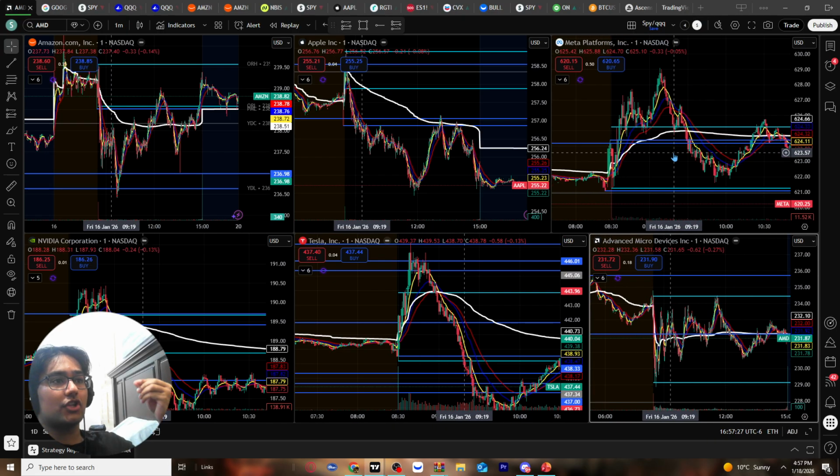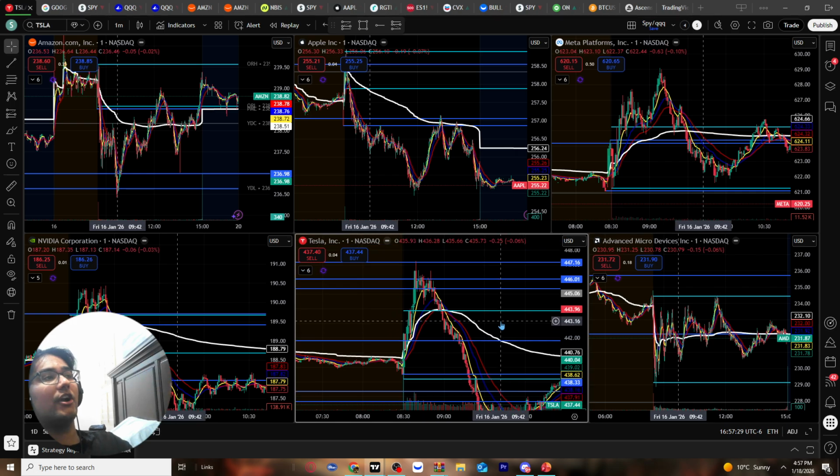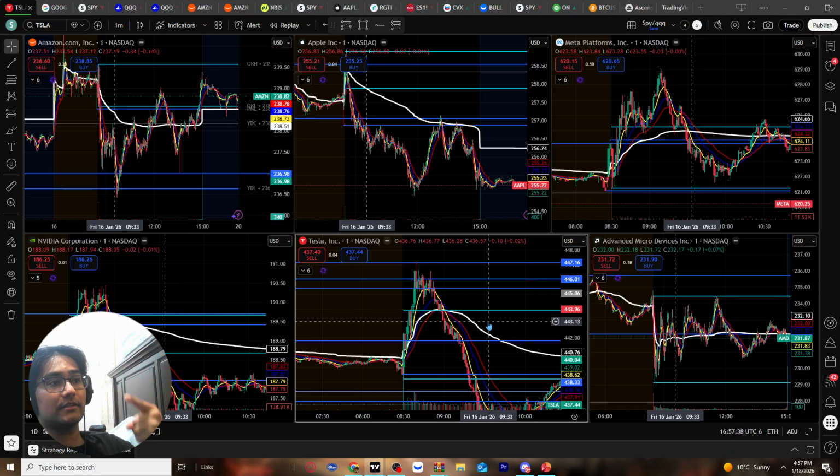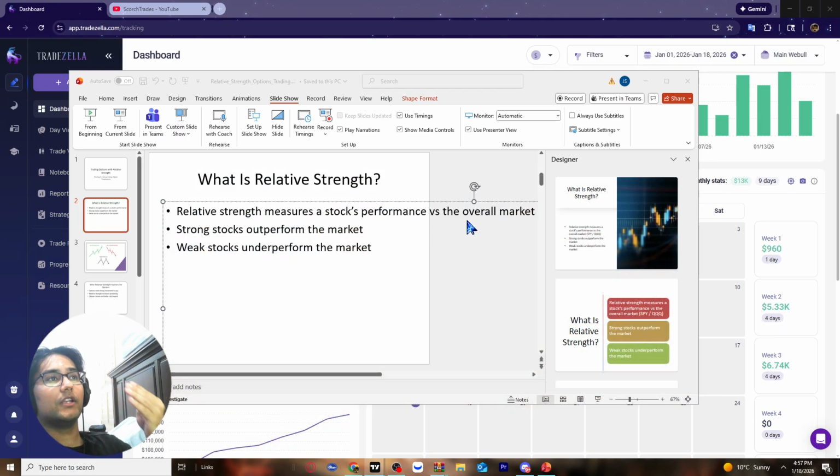What I want to see for a relative strength stock is a stock that's making higher highs and higher lows while QQQ and SPY are either chopping around or making lower highs and lower lows, so they're in a bearish trend. So I want to see a tech stock in a bullish trend while QQQ and SPY are either chopping or in a bearish trend. So what does that look like?